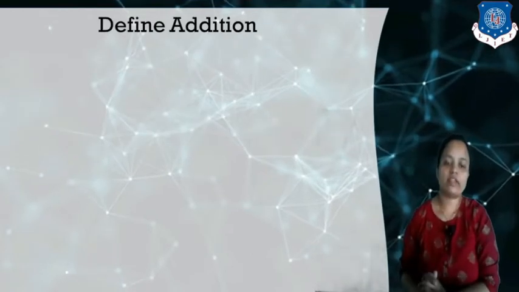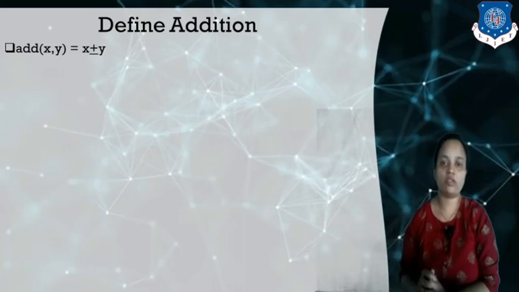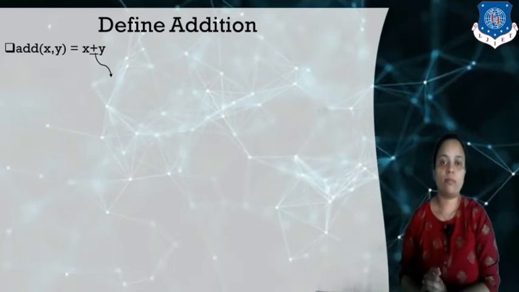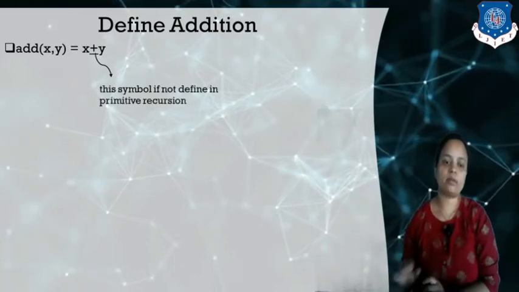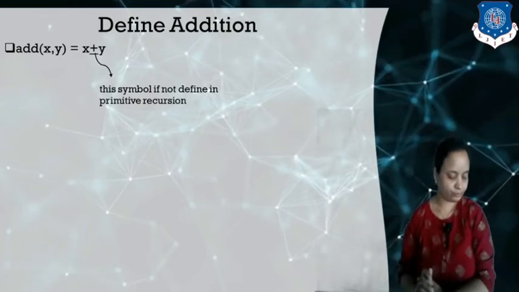Consider the example of the addition function. Now we are going to define the addition function. Here I have defined one addition function add, which takes two parameters x comma y as input and returns x plus y. But the plus symbol is not defined in primitive recursion. So how can we define this addition function?